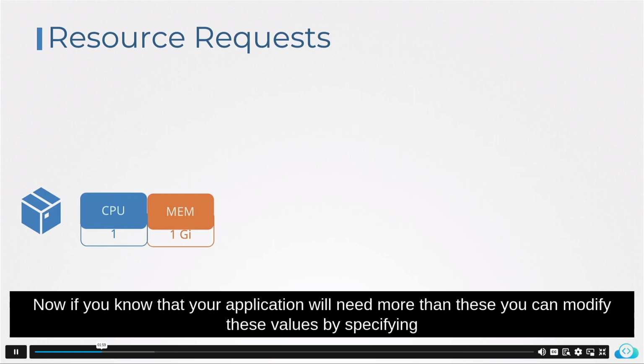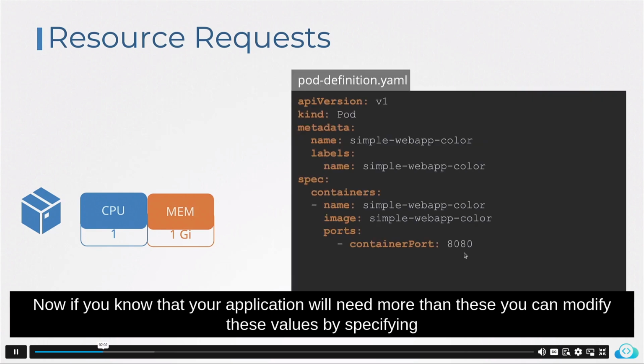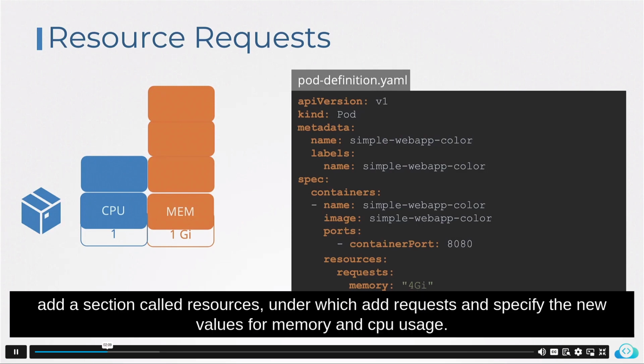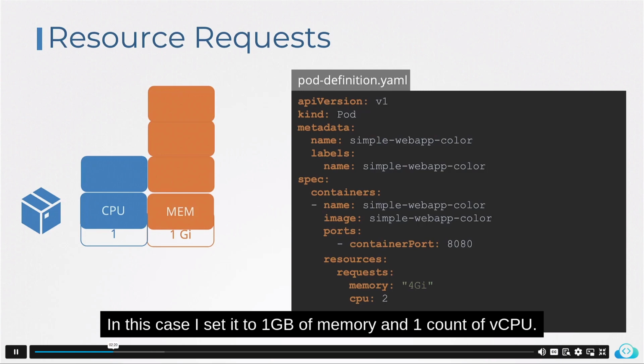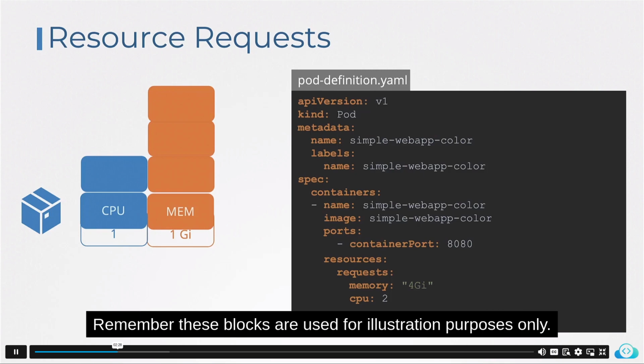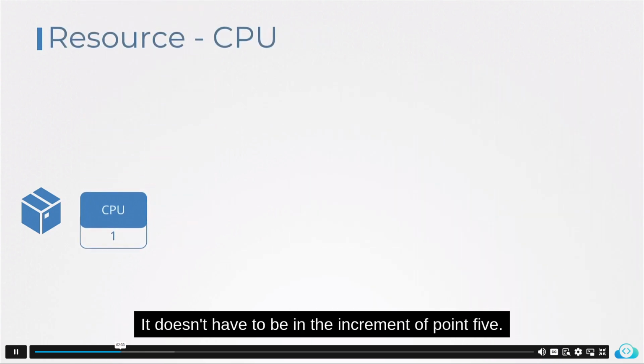To do this in the sample pod definition file, all you need to do is add a section called resources, under which add requests and specify the new values for memory and CPU usage. In this case, I set it to 4 GB of memory and 2 counts of CPU. So when the scheduler gets a request to place this pod, it looks for a node that has this amount of resources available. And when the pod gets placed on a node, the pod gets a guaranteed amount of resources available for it.